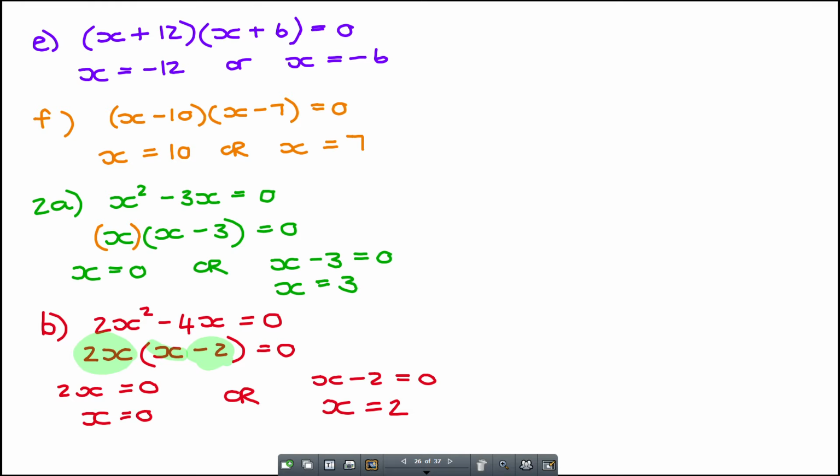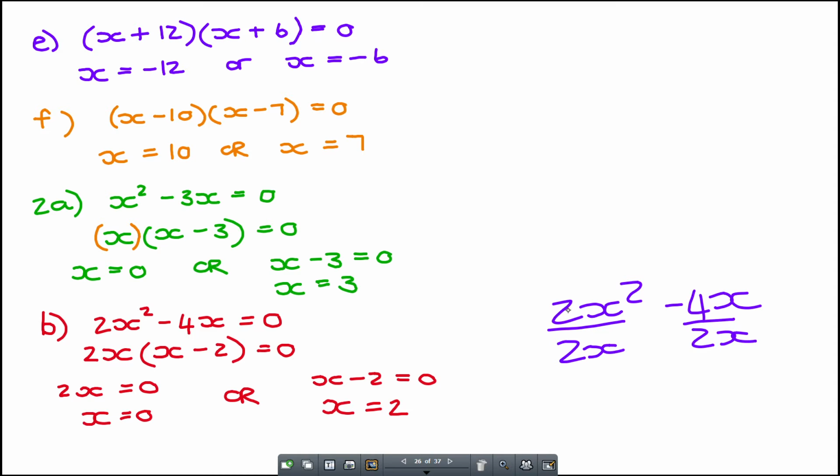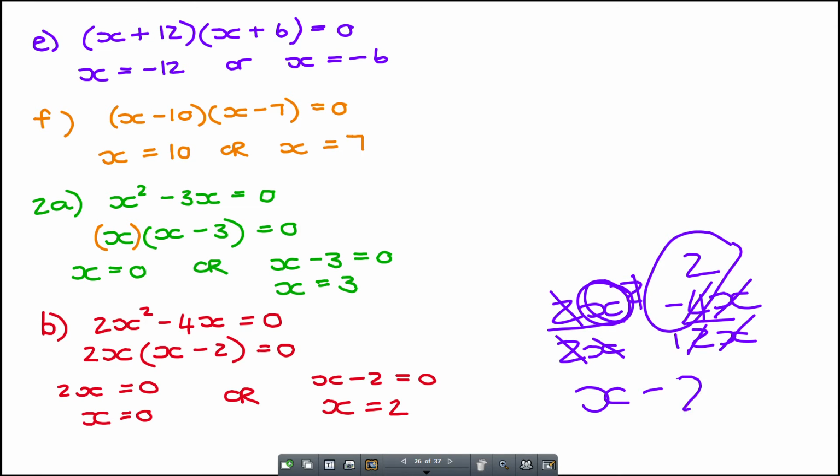Ma'am, wait. Isn't it going to be minus 2x? Think of it like this. Remember we said earlier on, 2x squared minus 4x. When we take out a common factor, it's the same as putting each one of those over that common factor. So here you'll see the 2's cancel out. That's why there's only x left there. And over here, the x's cancel out. And 2 goes in once, 2 goes in twice. So that's why I have minus 2 over there.